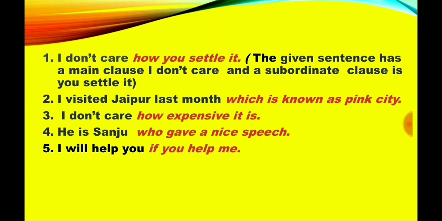So which is known as Pink City is a dependent clause. I visited Jaipur last month is an independent clause. Third example, I don't care is an independent clause. How expensive it is is a dependent clause. He is Sanju who gave a nice speech. I will help you if you help me.